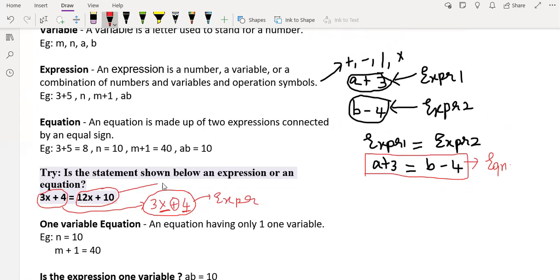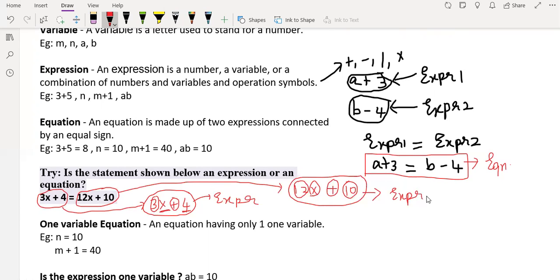Now let us consider 12x plus 10. 12x is nothing but 12 into x, plus 10. So this is the variable, this is the number, and this is the operation symbol. This is a combination of all of them. Even this is a number, here also 3 is acting as a number. So it is a combination of all of them, so this will become an expression.